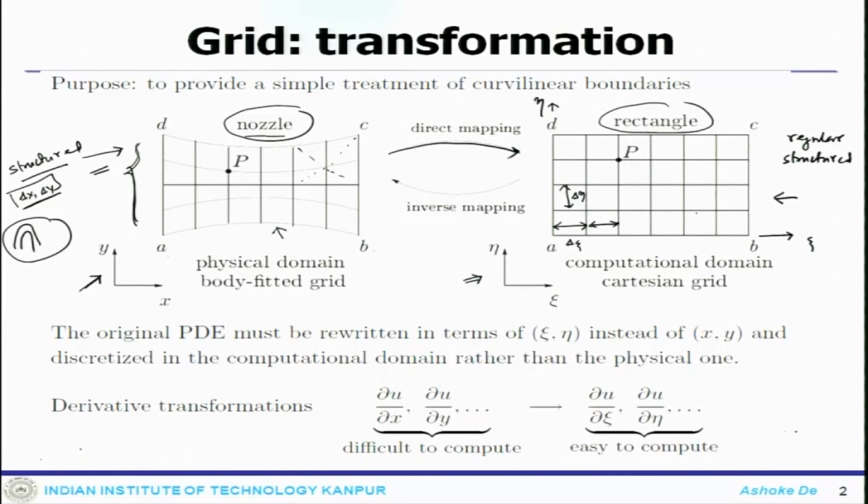And when you solve this equation, then finally you can always do the inverse mapping and get back the things on the particular elements. Now, one may immediately ask, when I come back to this mapped system, my delta xi, delta eta are now uniform. But if you look at the physical problem, the distances are not uniform. So, how does that help?